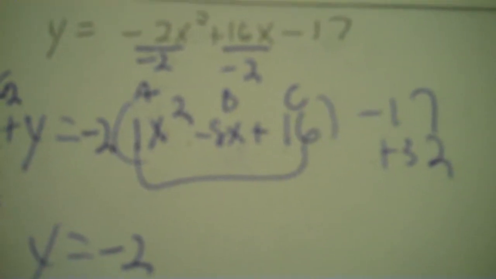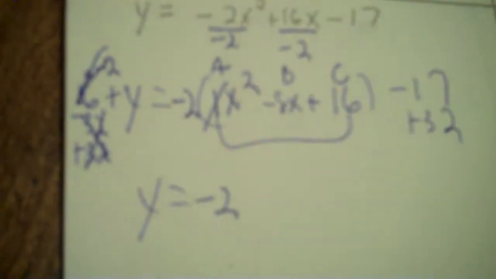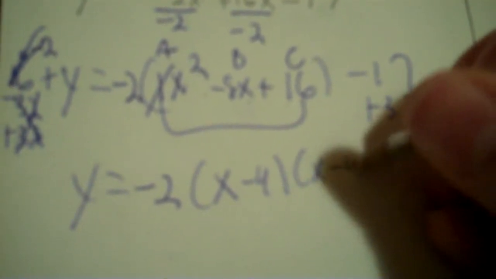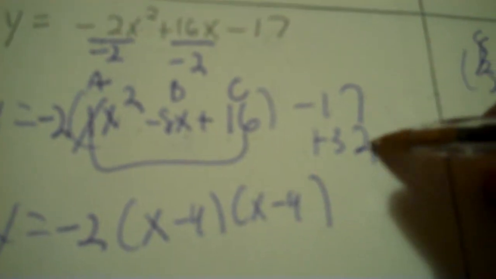Okay, 1 times 16, 16 positive. It's got to add to negative 8. Negative 4 and 4 squared. There you have it. You can get rid of your 1 because it's a 1x squared. It'd be x minus 4 followed by another x minus 4. And then negative 17 plus 32 is 15.